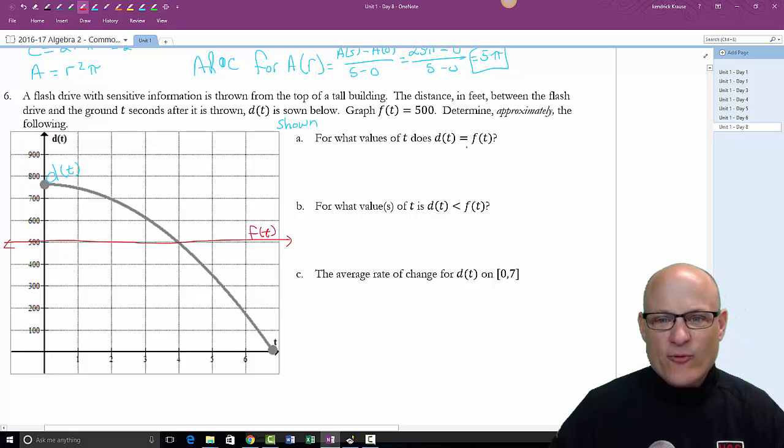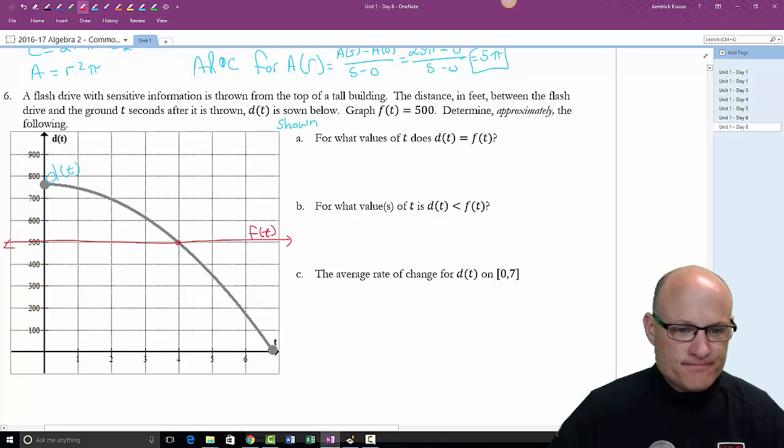All right, so for what values are they equal? 4. When is d of t, black or gray, below f of t, red? So anytime after 4, but we got to end at 7. So from 4 to 7 bracket, it's below.